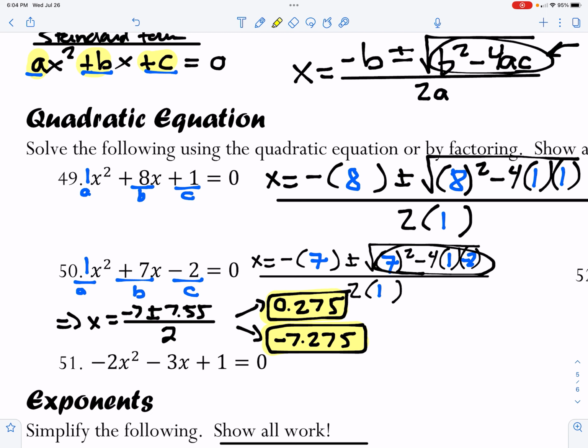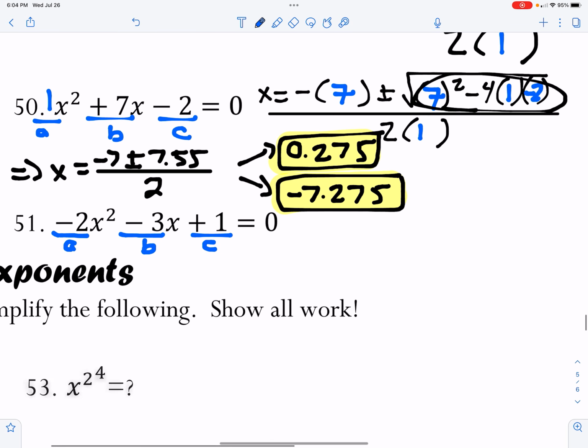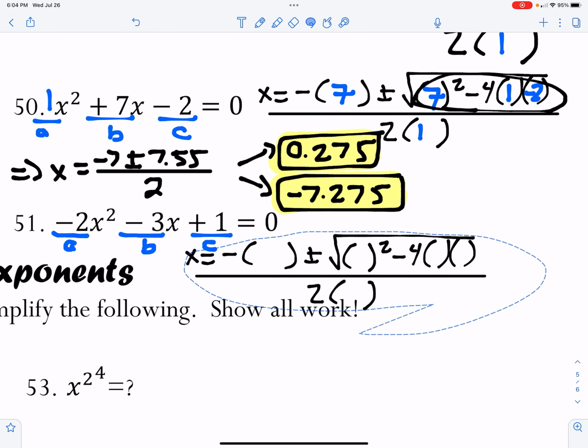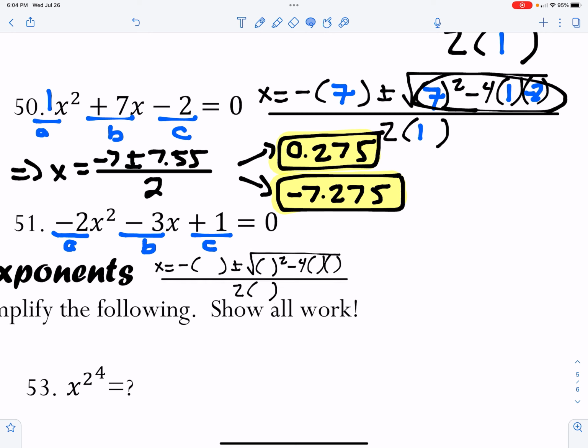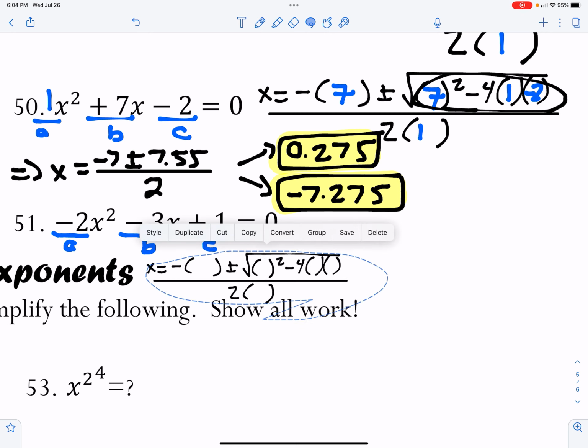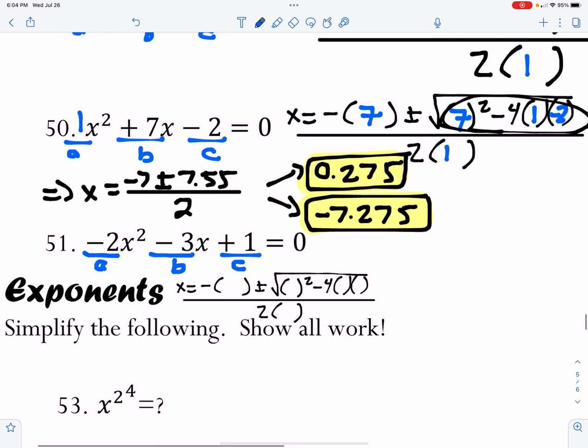Okay, number 51. A is going to be negative 2. B is going to be negative 3, and C is going to be 1. Okay, so let's go ahead and enter this into the quadratic formula. Negative b, so b would be negative 3. Now keep in mind, guys, you're going negative times a negative, so that's going to be a positive, right? So we put in the negative 3 for b.